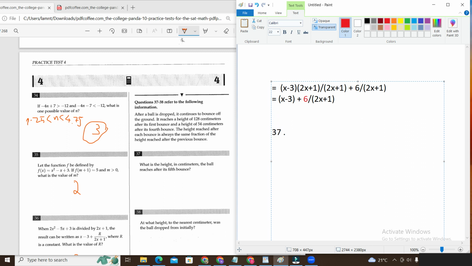The ball bounced off the ground. It continued to bounce off the ground. It reached a height of 128 centimeters after its first bounce and a height of 54 centimeters after its fourth bounce. The height reached after each bounce is always the same fraction of the height reached after the previous bounce.